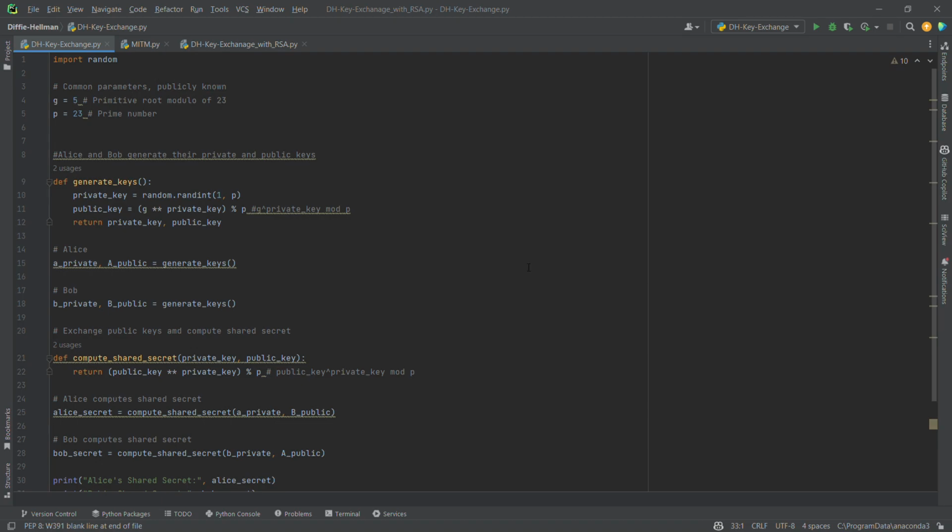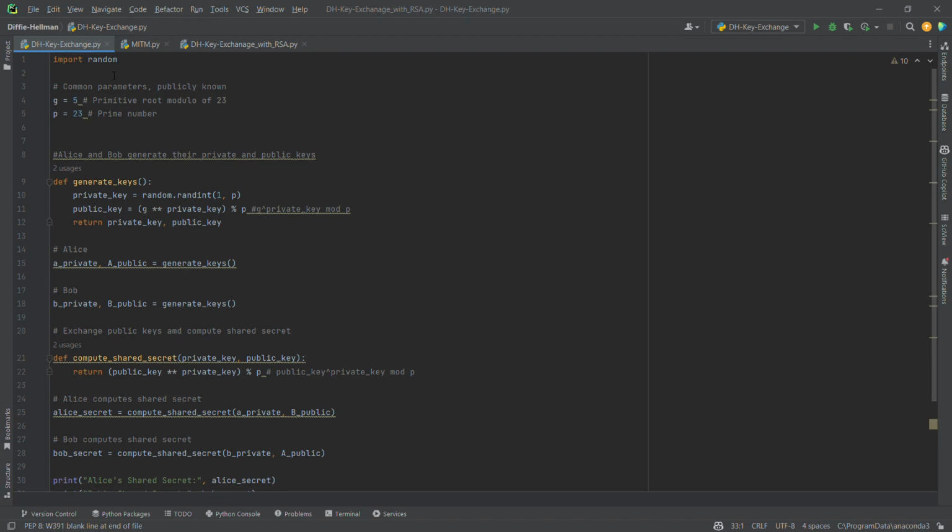Hi, today I will talk about how the Diffie-Hellman key exchange algorithm works and how a man-in-the-middle attack happens in this situation, and how to prevent such type of attack using digital signatures. So in the first code, I implemented a simplified version of the Diffie-Hellman key exchange.